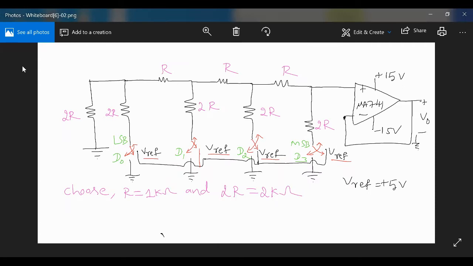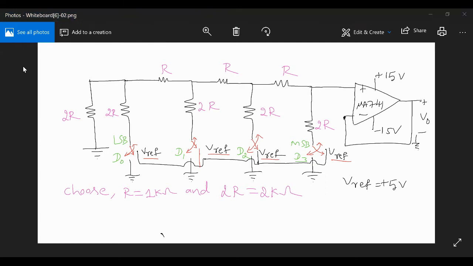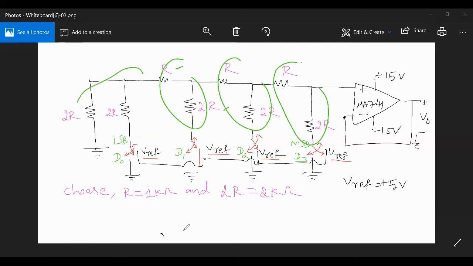So this is the circuit diagram of the R2R ladder which you have to wire. You can see here we have used only two resistors. One is R, the other one is 2R. So it's called R2R ladder. The resistors are connected in the form of a ladder, hence R2R ladder.